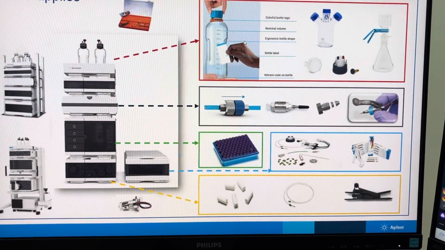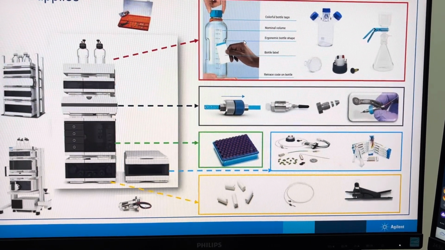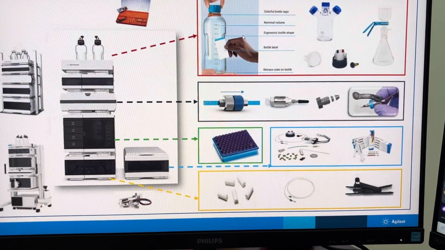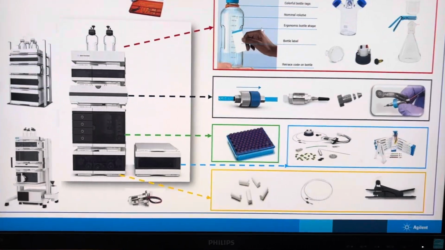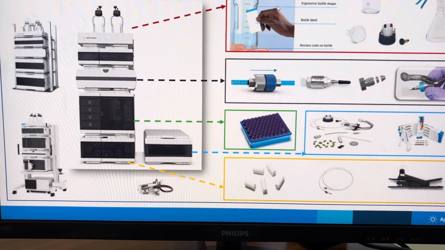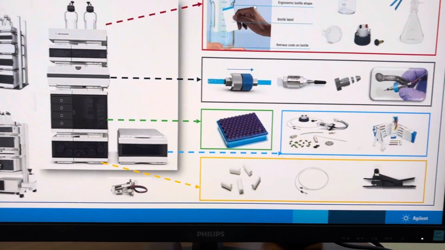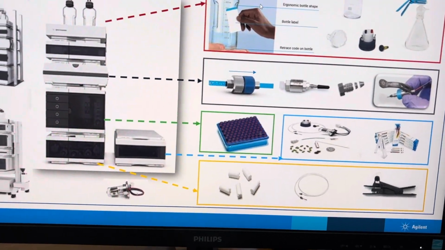You can use the guard columns also because they are specific. So see the availability of the guard column, because for some columns their guard columns are not available. Then connection matters a lot. So ferrules, stainless steel ferrules, and also our InfinityLab Quick Connect fittings are very much important.